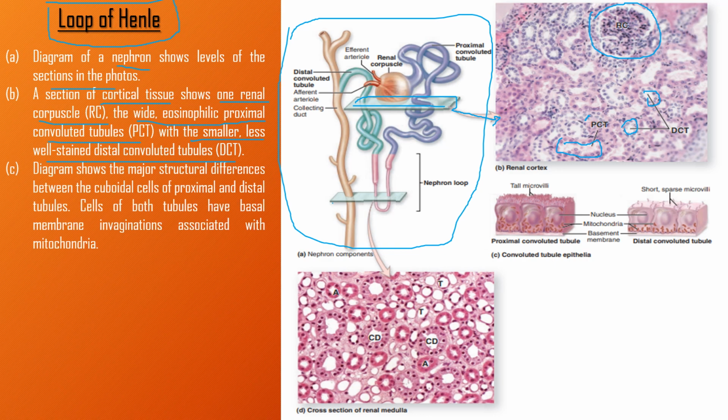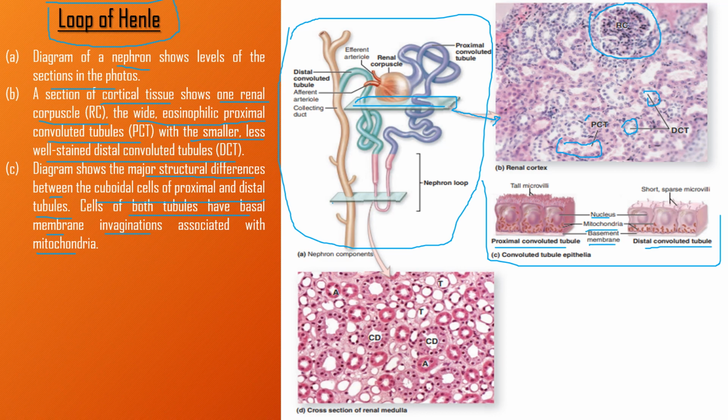Now, this diagram shows the major structural difference between the cuboidal cells of proximal and distal tubules. Cells of both tubules have basal membrane invaginations associated with the mitochondria. As you can see, this is the proximal convoluted tubule and this is the distal convoluted tubule. They have a nucleus, mitochondria and basement membrane.